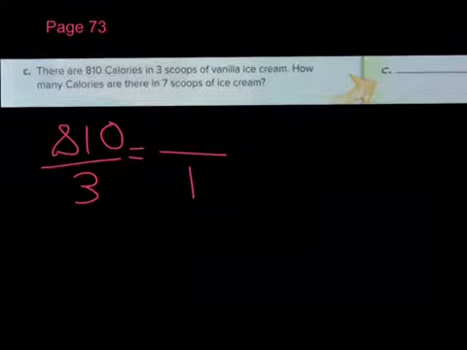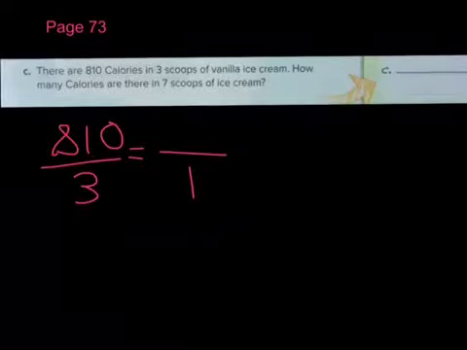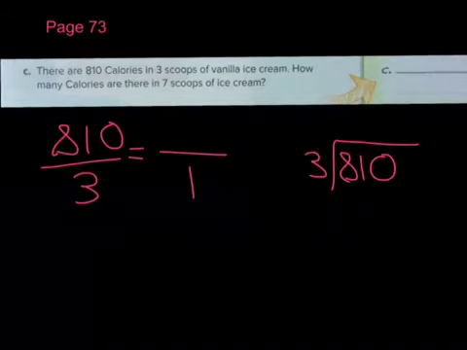So, is this number divisible by 3? Divisibility rule of 3 says the sum of all digits must be a multiple of 3. 8 plus 1, that'll give you 9. Is 9 a multiple of 3? Yes, 9 can be divided by 3. So this whole number can be divided by 3. Let's try it.